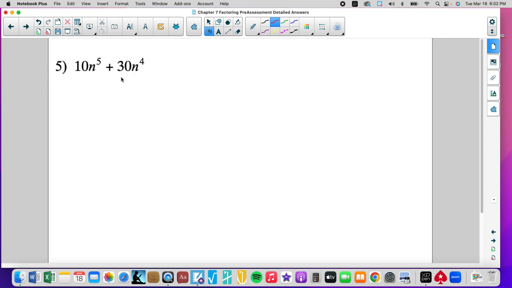10n to the fifth, 30n to the fourth. So we look at the coefficients. We can take out a 10, n to the fifth, n to the fourth. I can take out the maximum they have in common, n to the fourth. That leaves me with n plus 3.